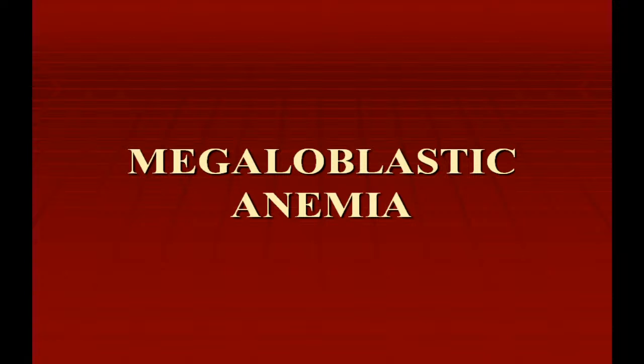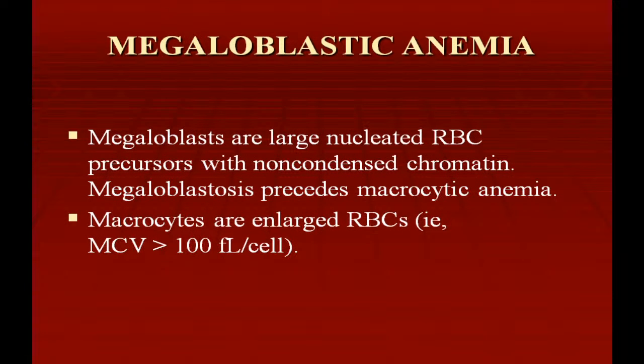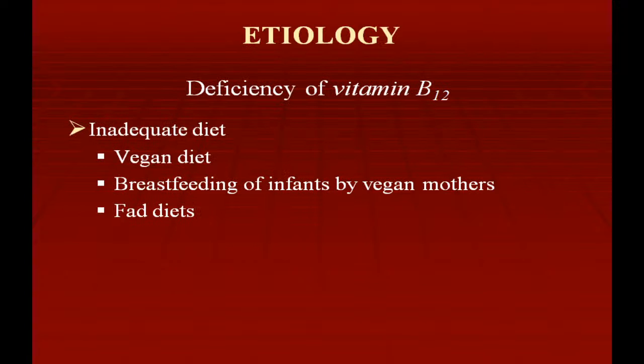Another big group of anemias which take place in our patients is megaloblastic anemias. So what are megaloblasts? They are large nucleated RBC precursors with non-condensed chromatin. Megaloblastosis precedes macrocytic anemia, and macrocytes are enlarged RBCs. So in a common blood count, you will see megaloblasts and macrocytes.